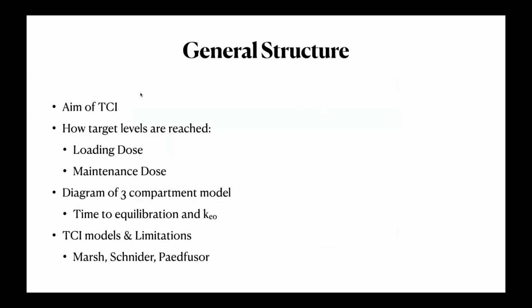So the general structure for this answer would be to describe the aims of target control infusions, how target levels are reached for these TCI algorithms using the loading dose and maintenance dose. And we need to make sure that we make it more complex than just single compartment models, okay? We then need to draw a diagram of the three-compartment model and describe the time to equilibration and KO, and then have a summary of the TCI models and the limitations. And the ones that I will use are Marsh, Schneider, and the ped fuser.